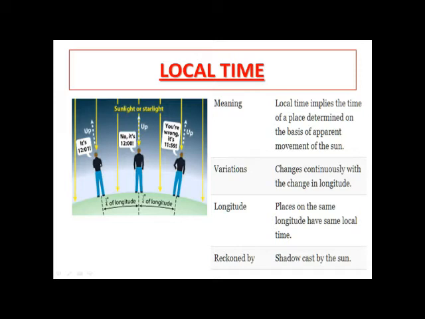Somewhere it is straight and in other areas it is at an angle. That gives the concept of local time. So local time at a place is fixed with reference to the path of the sun in the sky. It is 12 noon local time when the angle of inclination of the sun is basically maximum. So we can say local time implies a time of a place determined on the basis of the apparent movement of the sun, and it changes continuously because local time is not fixed. Whoever is moved into any other longitude, it will change.